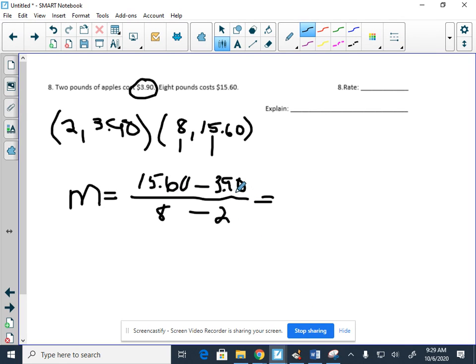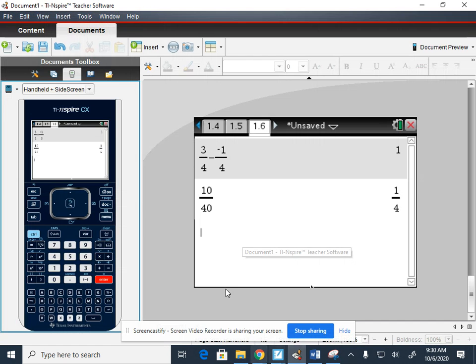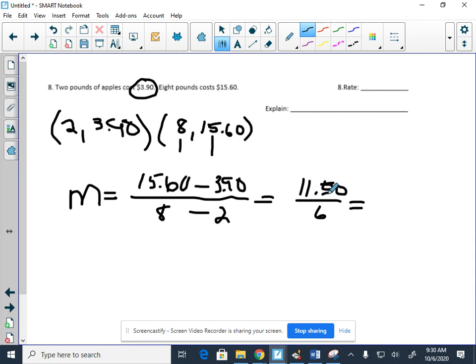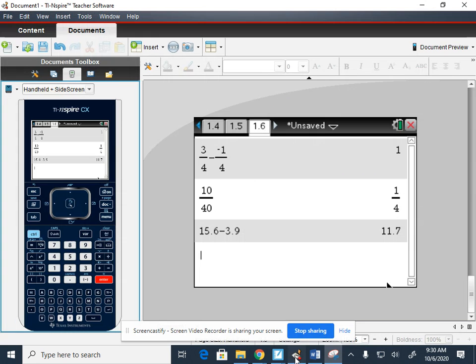So that gets me 1150, I think. If I subtract those, check that, tell me if I'm wrong. Over 6. Oh, 1170. 1170, and then we divide by 6.